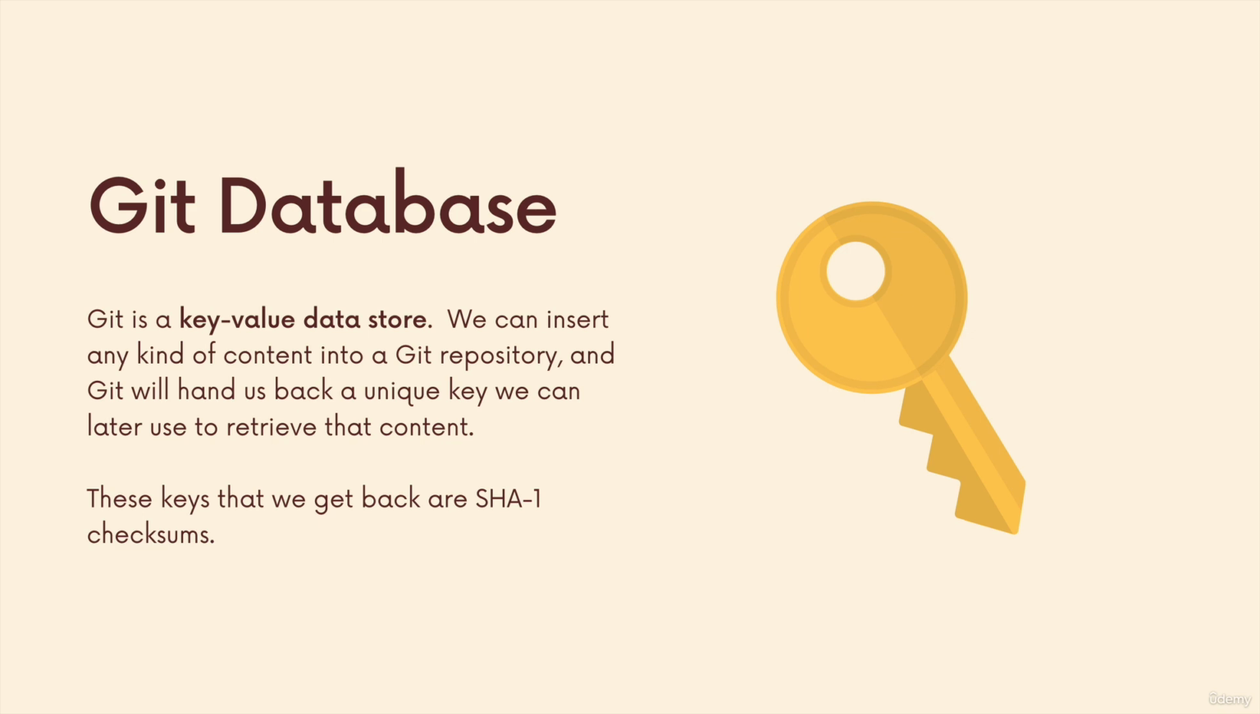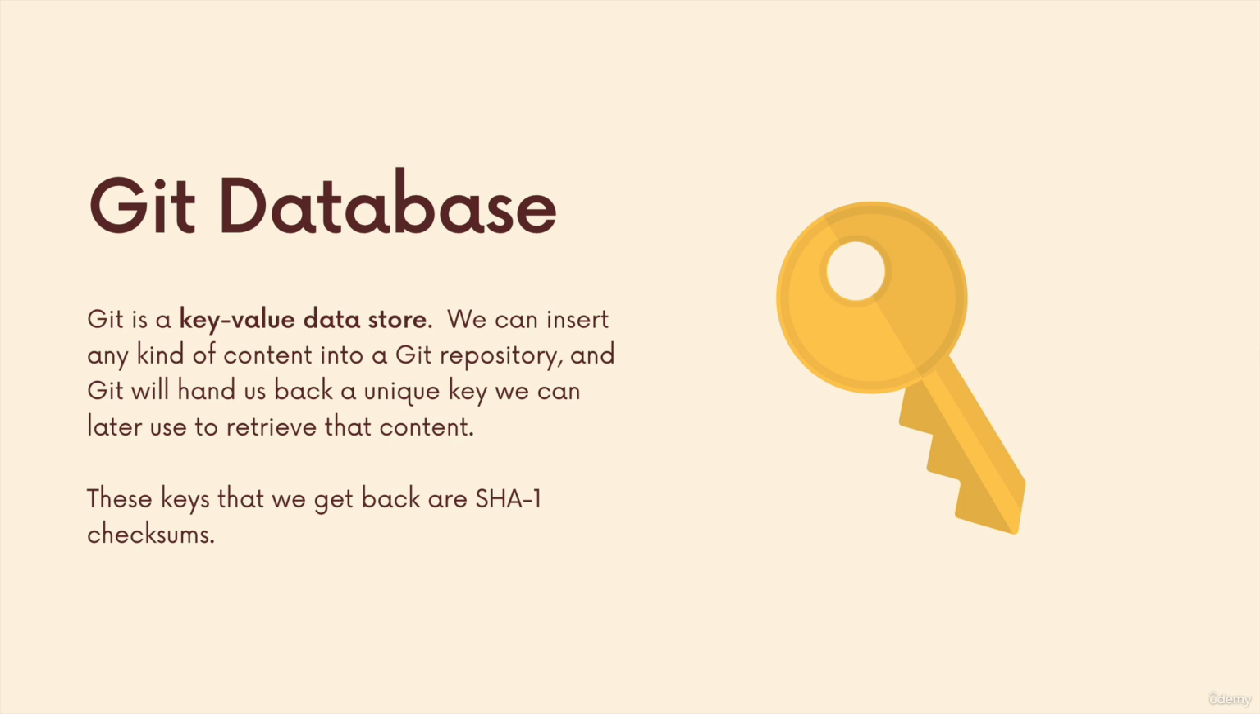Git is a key value data store, meaning that we can put data into Git, right? We ask Git to store something for us. That could be a file, it could be a folder, or it could be 100 files and folders. We could even just tell Git to store a piece of text for us, which we really don't do because all the times we make text in a file. But I'm about to show you, we can just give Git a piece of text and have it store that as well. So we can put all sorts of content into a Git repo, and Git is going to hand us back a unique key that we can then later use to retrieve that content.